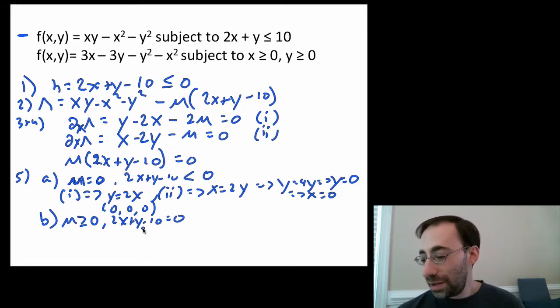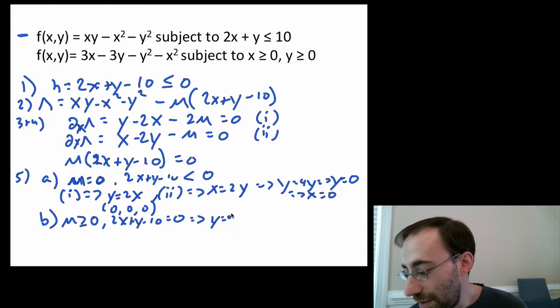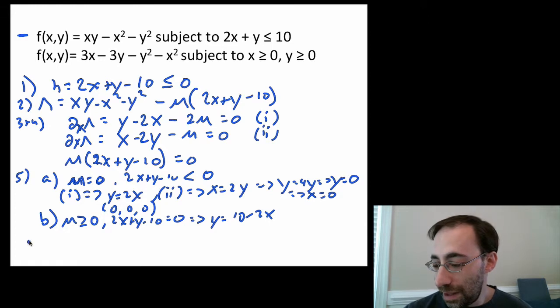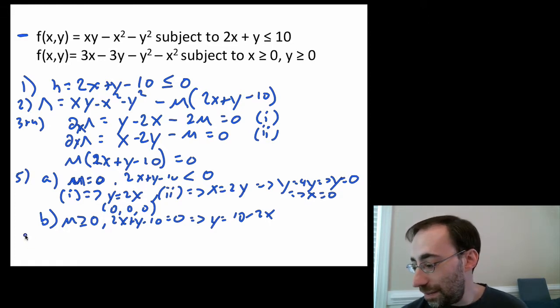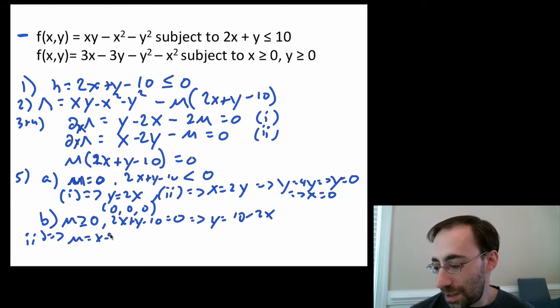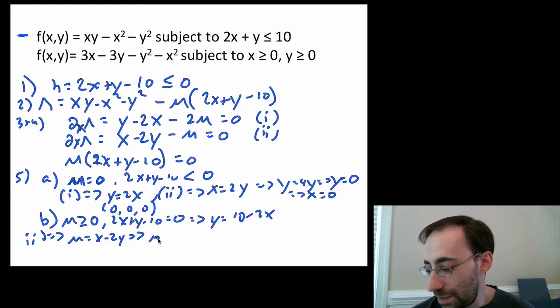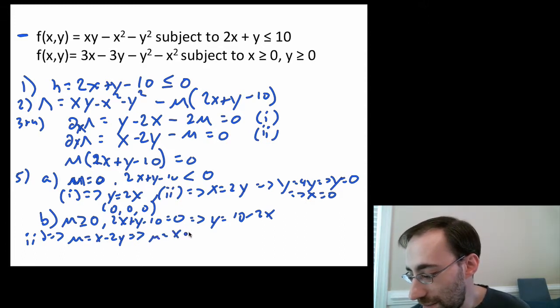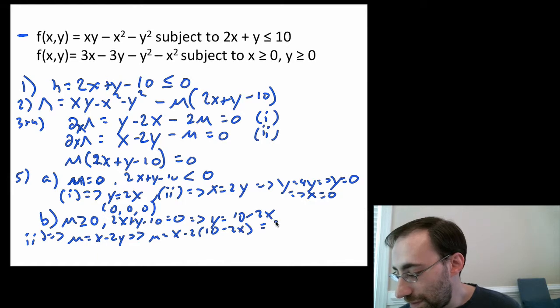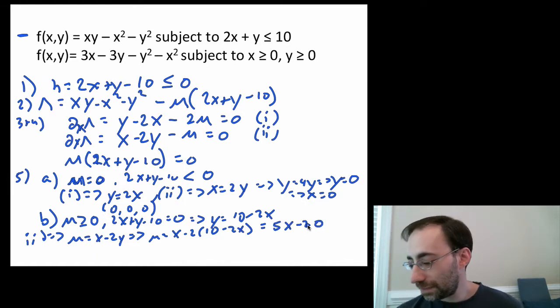Now we have a couple of equations here. This constraint implies y equals 10 minus 2x. Then in that case we can plug in. Oh, sorry, and then is a better way. So then 2 implies mu equals x minus 2y, which implies mu equals x minus 2 times (10 minus 2x) equals what? That's plus 4, that's 5x minus 20.